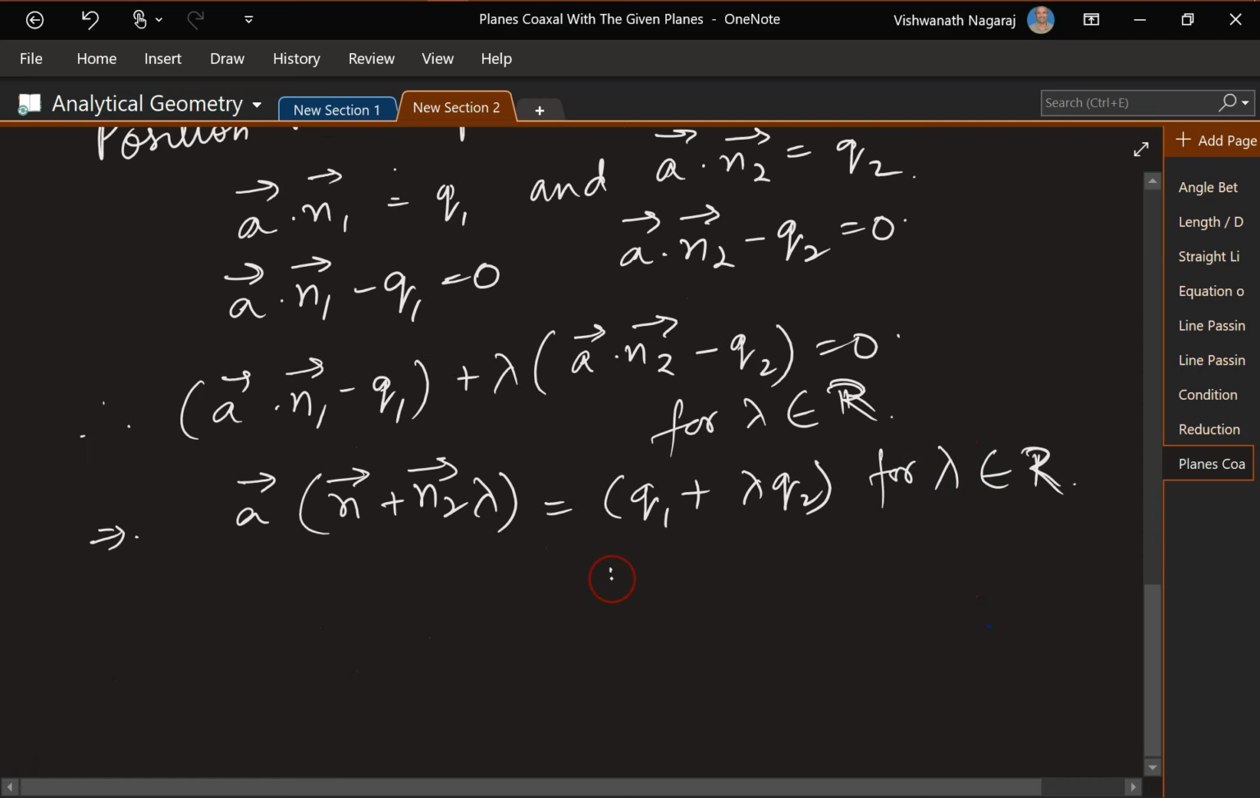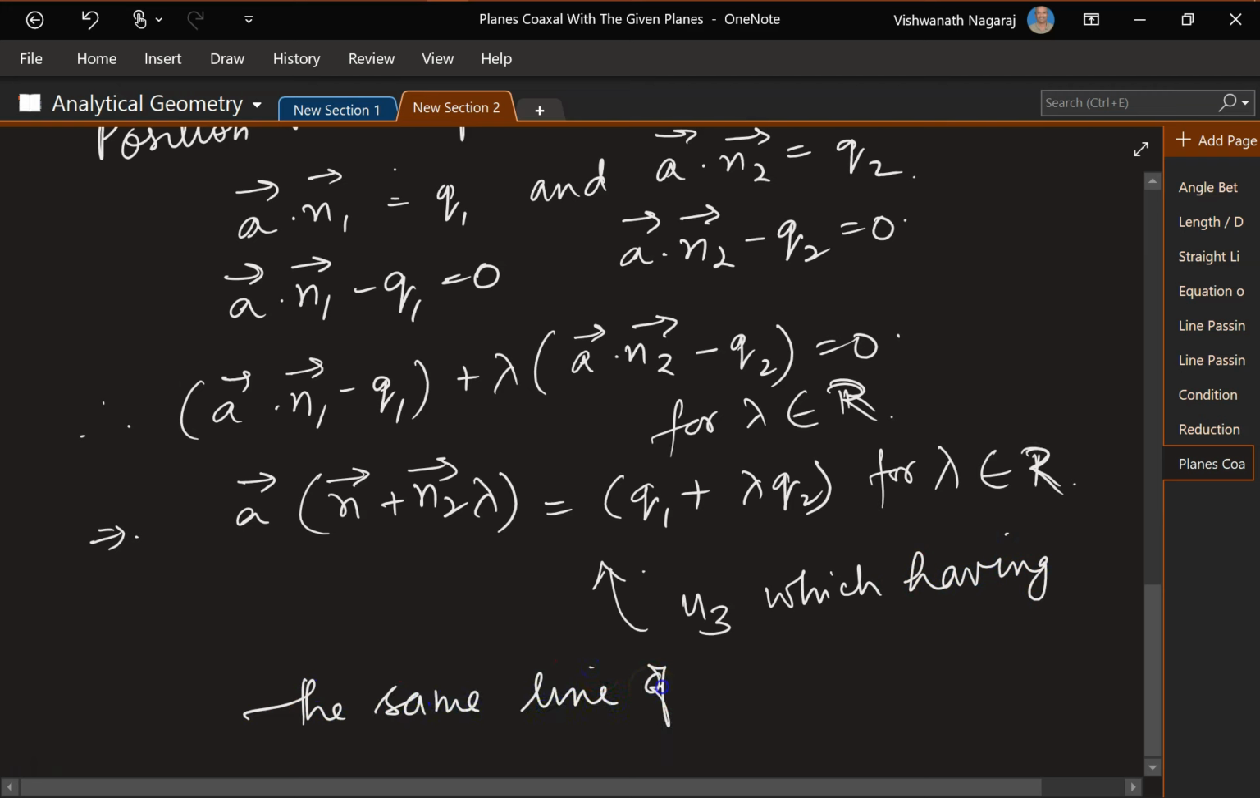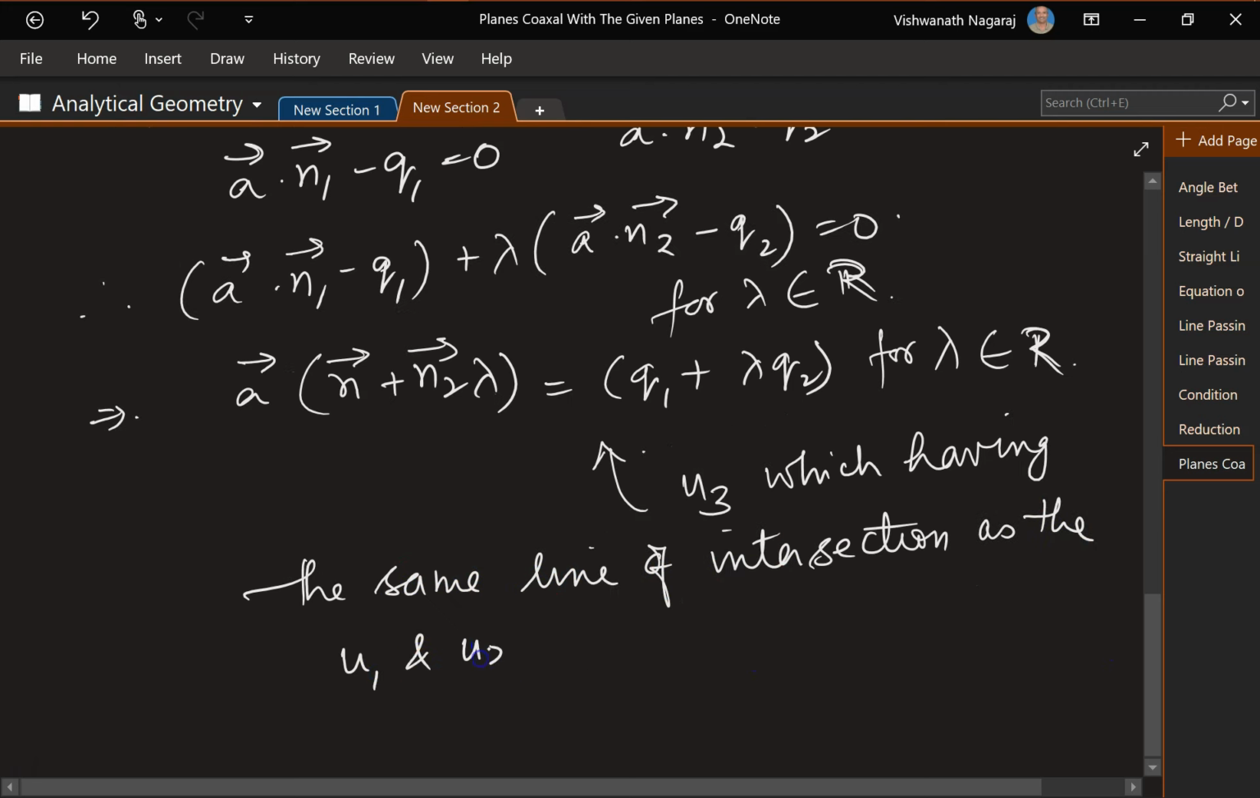So this is an equation of a plane u3 which is having the same line of intersection as u1 and u2.